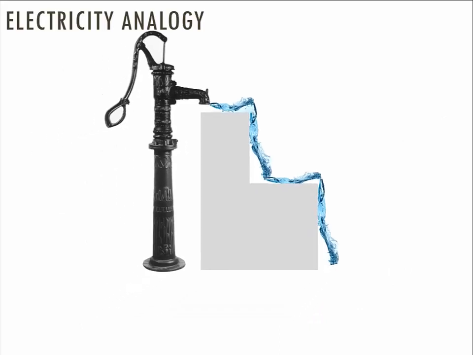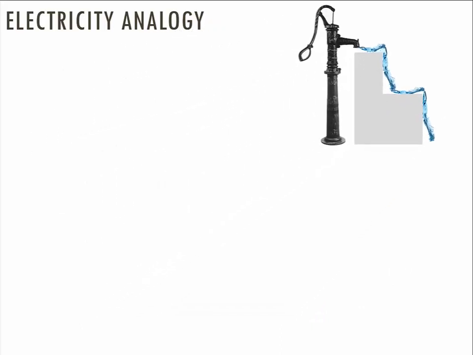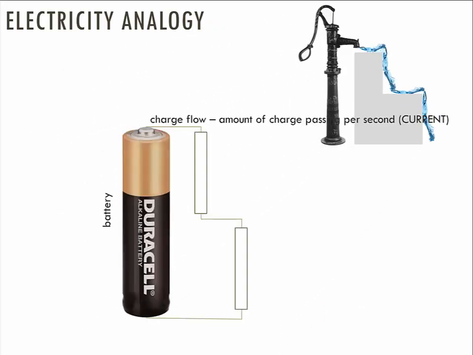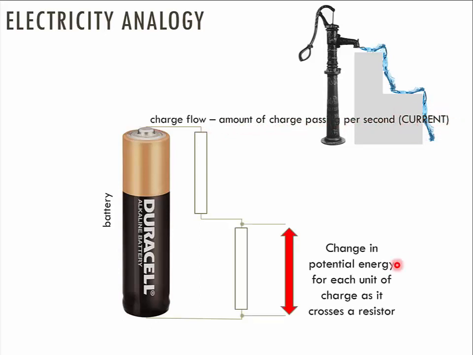So let's, instead of our pump, let's have a battery and some wires and some resistors. And I'm sorry that that's kind of gone over the other picture there, but the charge flow, in the same way that we talked about the water, it's the amount of charge passing per second, and this is called the current. And we can also look at the change in potential energy, so this is electrical potential energy this time, for each unit of charge as it crosses a resistor, or indeed any load or any component in a circuit.